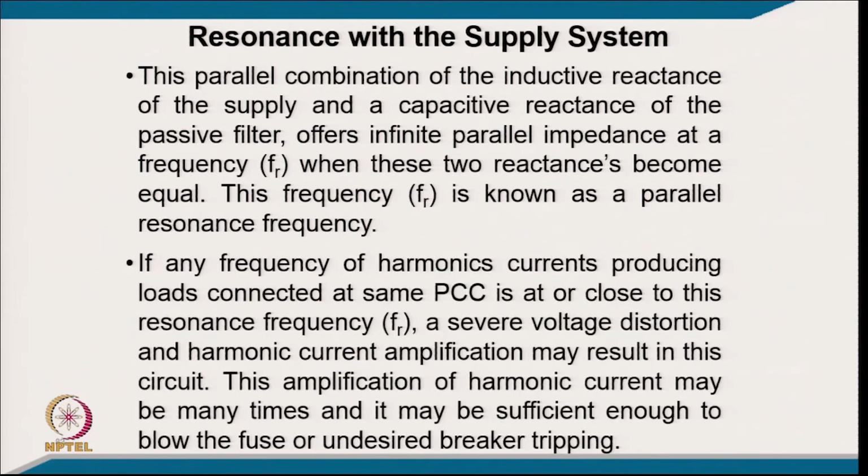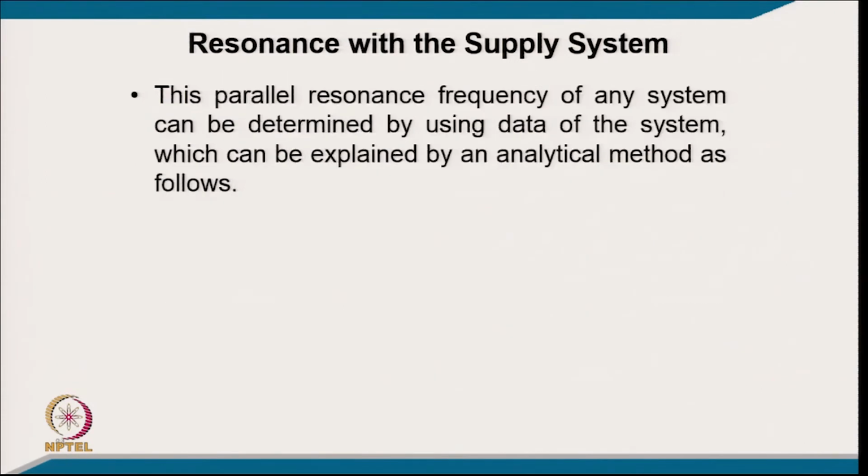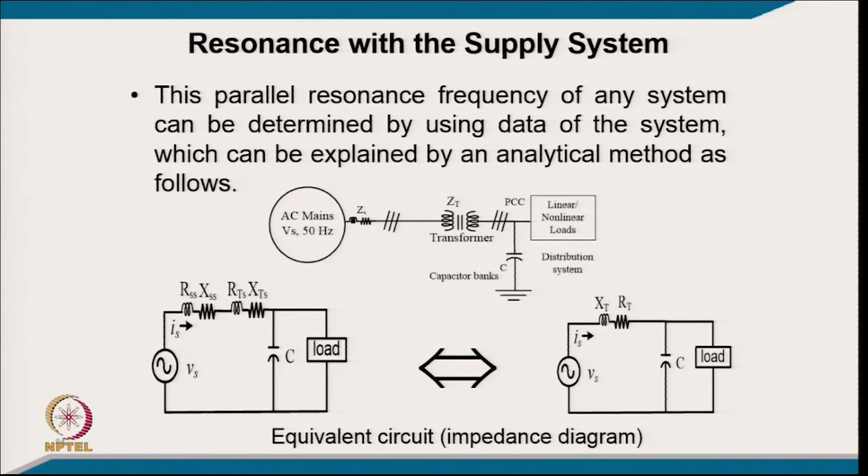If the frequency of any harmonic current producing load connected at the point of common coupling is at or close to this resonance frequency, severe voltage distortion and harmonic current amplification may result in this circuit. This amplification of harmonic current may be many times, and it may be sufficient to blow the fuse or cause undesired tripping of your passive filter or capacitors. So, the parallel resonance frequency of any system can be determined by using data of the system, which can be explained by an analytical method as follows.